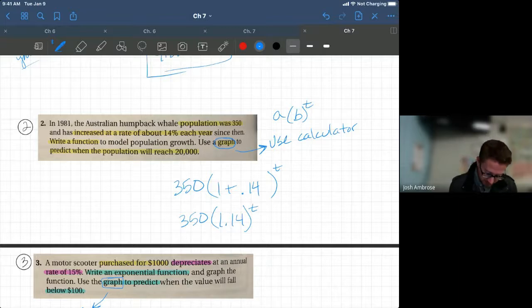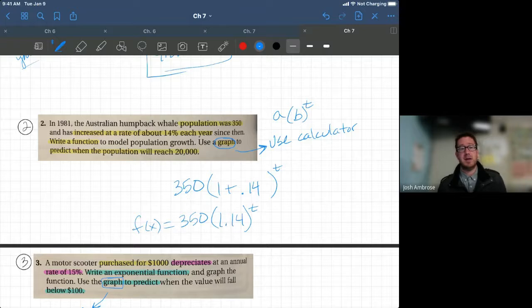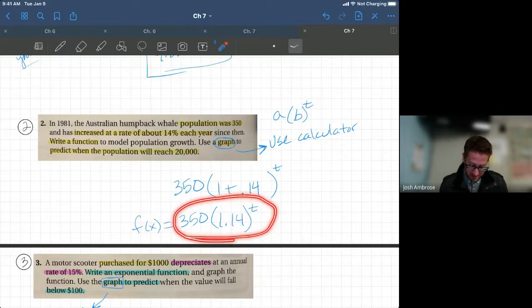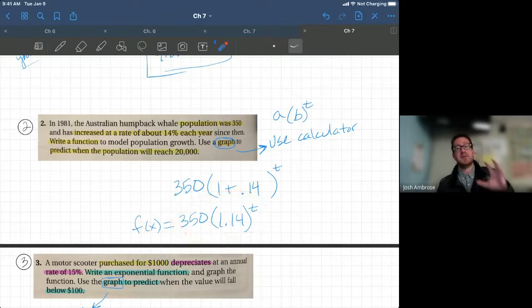So this is our f of x. This is our function. Now we have to graph this on the graphing calculator. So you have to plug this in for your y1. Now, something that I didn't mention yet is that your window is going to have to change, because you can see these numbers are going to be quite large, because we're looking for when the population is going to reach 20,000.